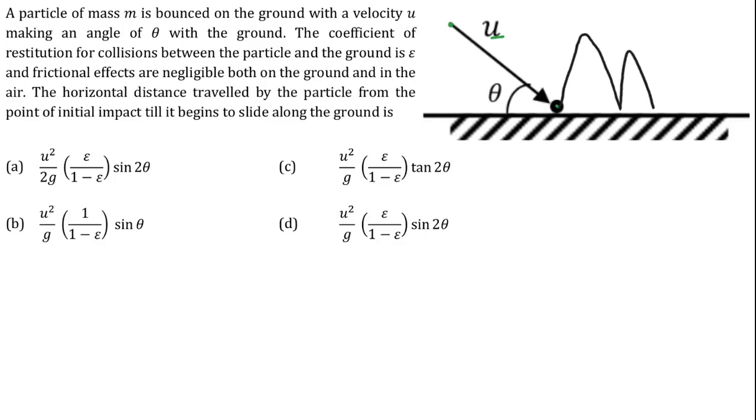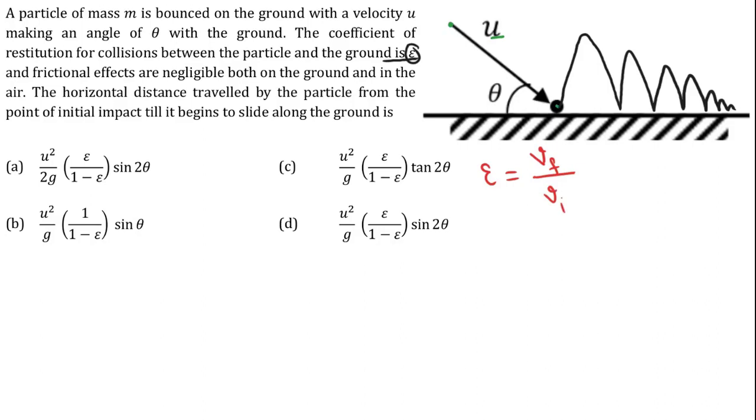But at each bounce, it loses a certain amount of its kinetic energy, and therefore the velocity after every bounce is lesser. Here it is given in terms of the coefficient of restitution, that is e here. The coefficient of restitution, given as e, is equal to the final velocity, that is the velocity after the bounce, divided by the velocity before the bounce.